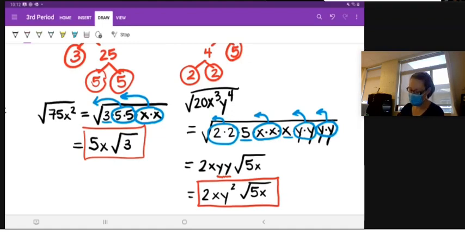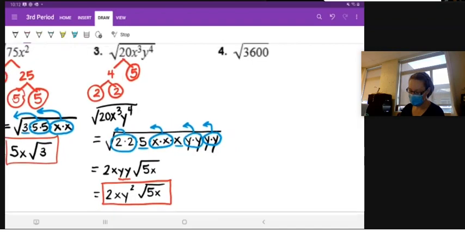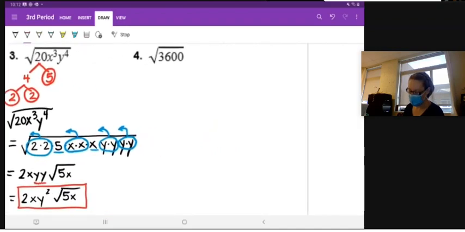Okay, we have one more example to do on this page. We'll have a backside too, but that backside won't take us very long at all. For example number 4, we're dealing with the square root of 3,600. So for a problem this big, we definitely need to use a factor tree to figure out what's going on inside of it.